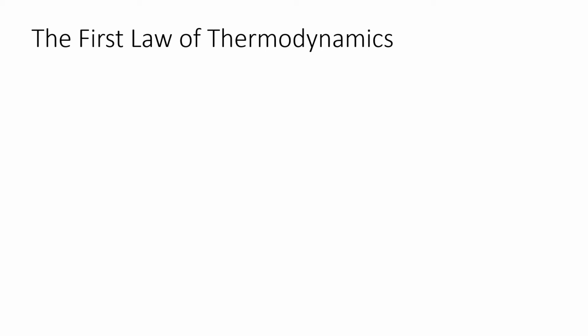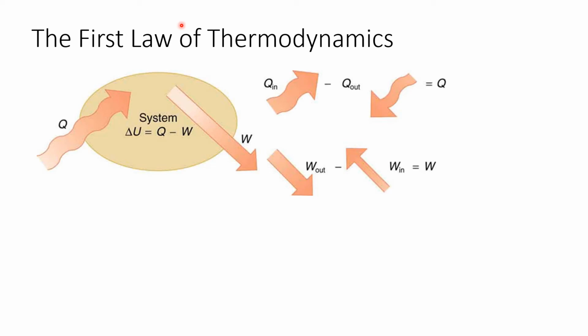Heat transfer is energy in transit. It can be used to do work, and it can also be converted to any other form of energy. The first law of thermodynamics states that the change in internal energy of a system equals the net heat transferred into the system minus the net work done by the system.